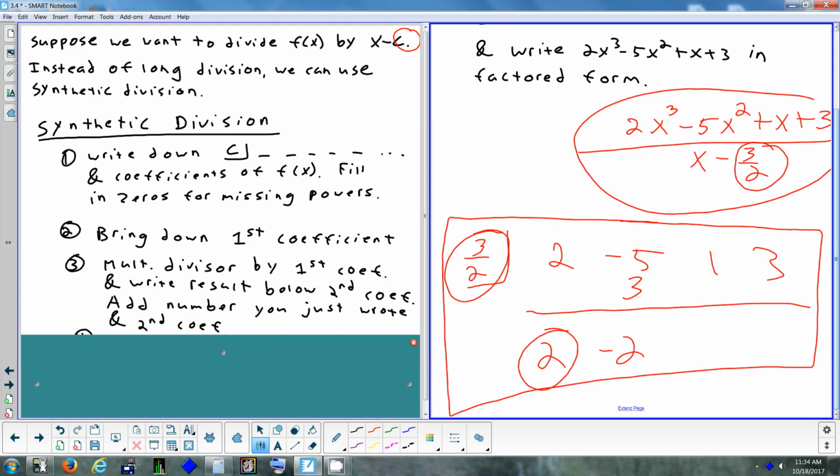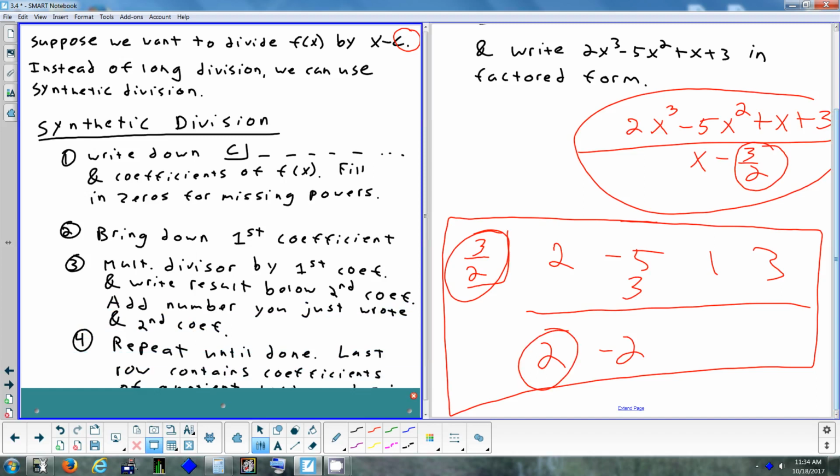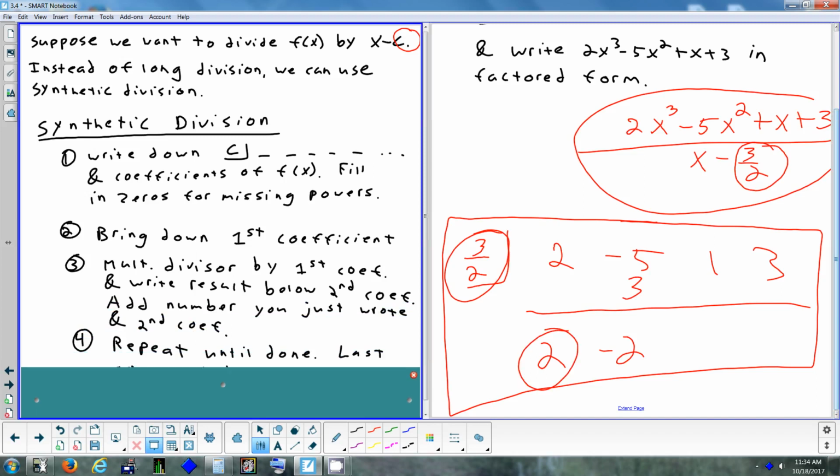And now we repeat the process again. We keep repeating it until we're done. I'll explain when you're done how you interpret the bottom row, what that means. But I'll do that in a second. So just leave a little space, you're probably going to need about one or two more sentences worth of space. How about Curtis? What's 3/2 times -2?